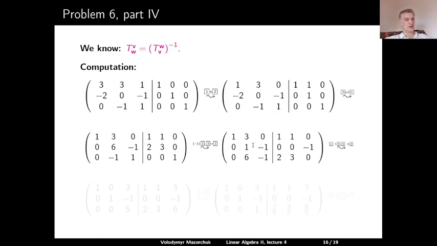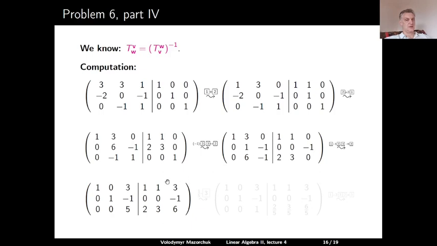So we multiply the second row with minus 3 and add to row 1. We multiply the second row with minus 6 and add to row 3. So row 2 remains the same. Row 1 becomes 1 minus 0 is 1. 3 minus 3 is 0. 0 plus 3 is 3.